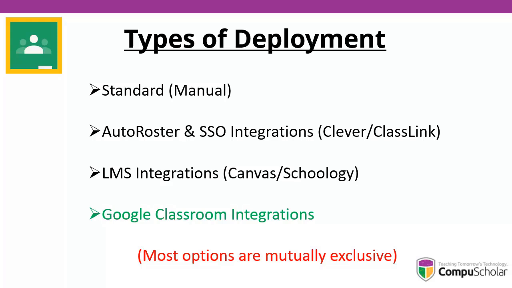And I will note that most of these options are mutually exclusive. So if you're already doing automatic rostering and single sign-on through Clever or ClassLink, or you've already integrated our course material into Canvas or Schoology, then the Google Classroom integration would not be applicable to your situation. But if you've created some classes in our system through the manual model and you want to integrate those into Google Classroom, then these features will work for you.